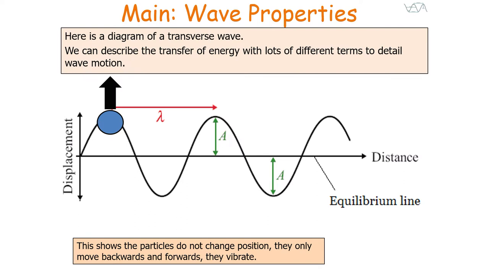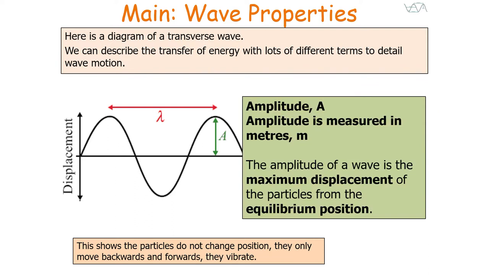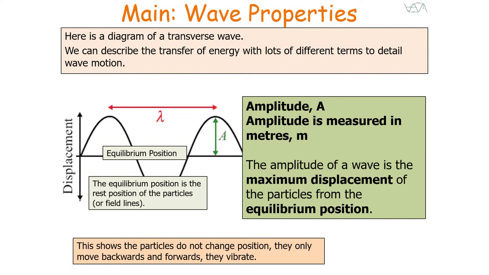Now, here we've got a diagram of a wave, and we can describe the transfer of energy with lots of different terms to detail wave motion. But it's very important to indicate in this diagram that the particles don't change position, rather they're vibrating backwards and forwards. So the first term we can consider is amplitude, which is measured in meters. So amplitude is the maximum displacement of particles from the equilibrium position, which is shown here on our diagram. So the equilibrium position is the rest position of the particles or the electromagnetic field lines.